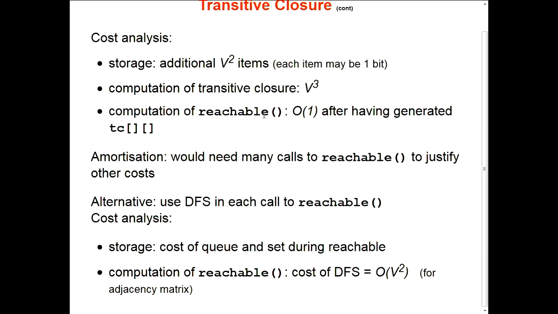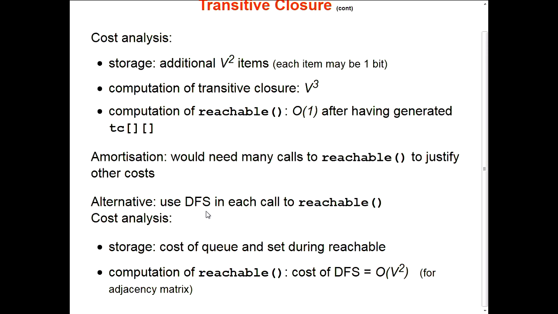And once you've computed the reachability array or the transitive closure, computation of reachable itself is just a lookup in the matrix. Now that would be useful if you have many calls to reachable. If you have an algorithm or a problem where you have to compute reachable for 2 vertices and only very few, then it's not worth doing that V cube computation. But if you have lots of calls to reachable, then it makes sense to compute that transitive closure first.